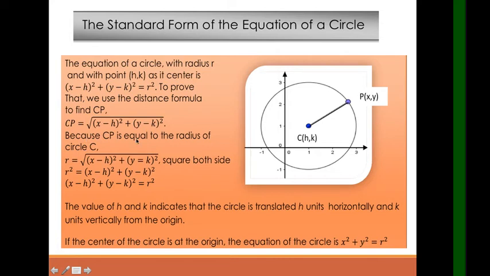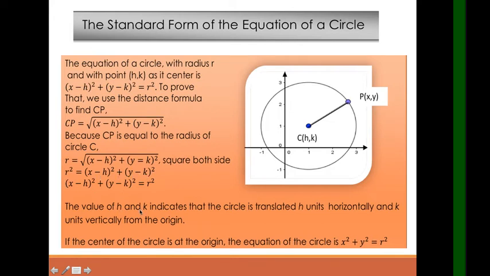So because CP is equal to the radius of the circle, r, it will become r equals the square root of (x minus h) squared plus (y minus k) squared. Squaring both sides, r squared equals (x minus h) squared plus (y minus k) squared. So that is the equation of our circle. And this one is what we call the standard form of the equation of the circle.